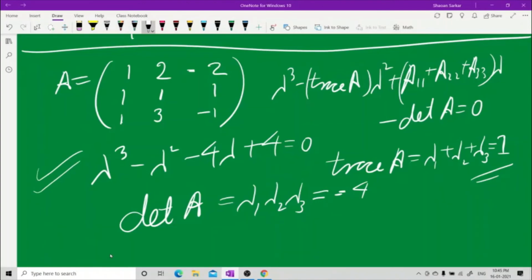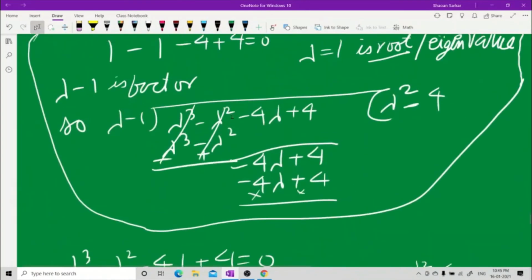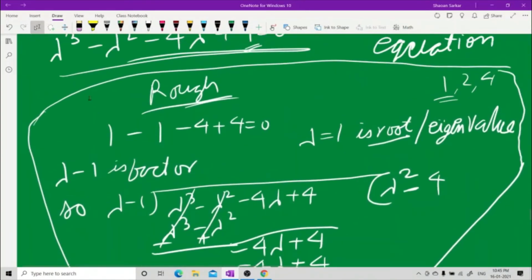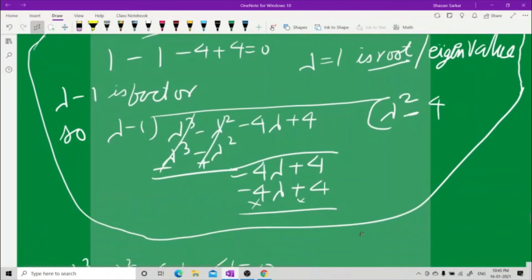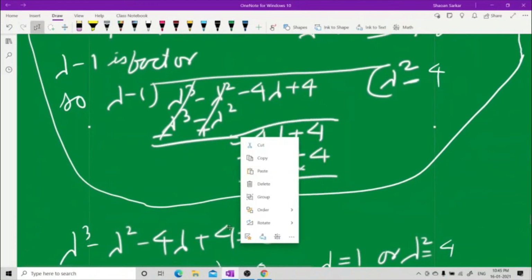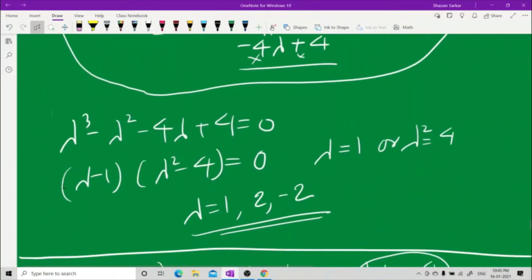Instead of doing this type of rough work, I'm talking about this division and all this cumbersome division, I can do one thing. I can just use a trick. What trick will I use?